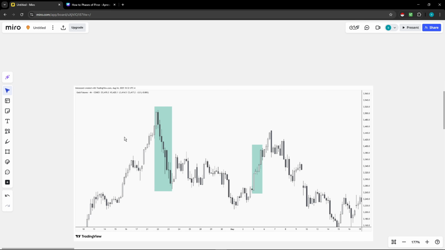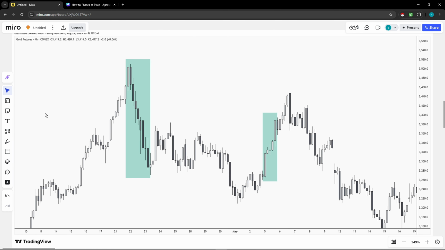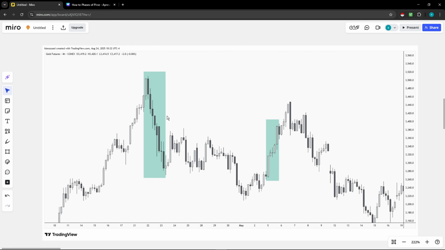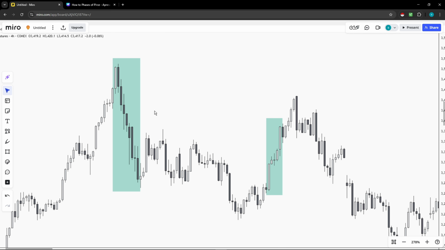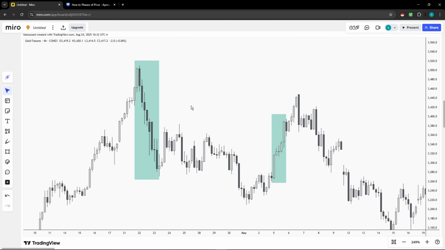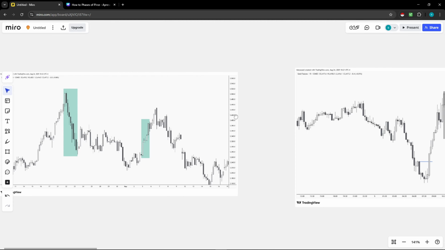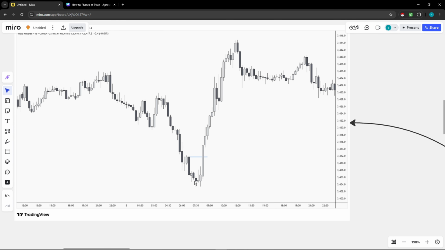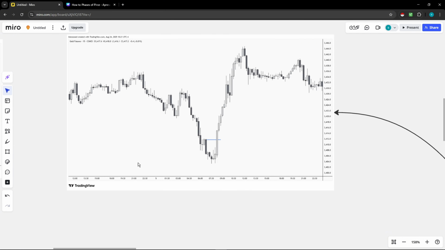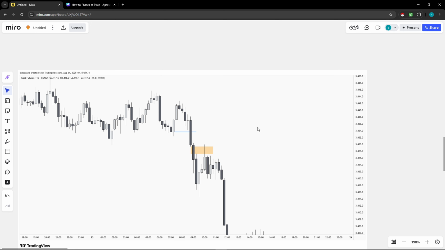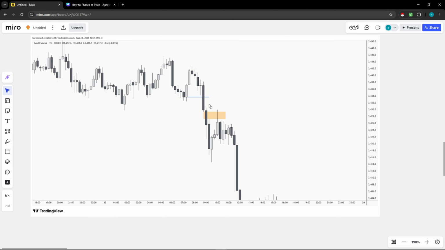Now as examples for expansion, it's kind of hard to explain expansion because it's so easy. Expansion is clearly just a one-sided strong move either to the downside or to the upside. There isn't any other thing to explain here. As you see here, this is a classic expansion. We change state of delivery and we continue higher. Same thing here. We make a change in state of delivery, we expand.